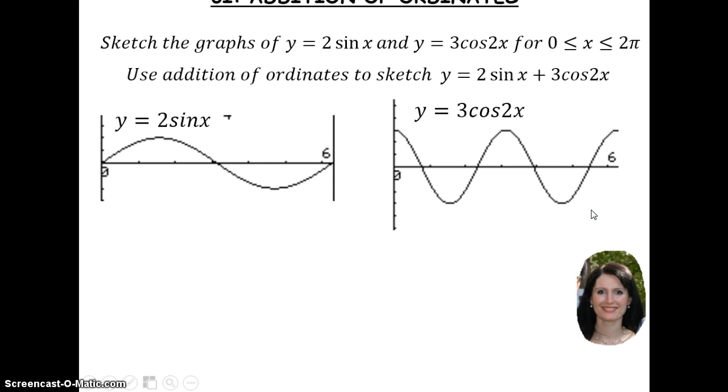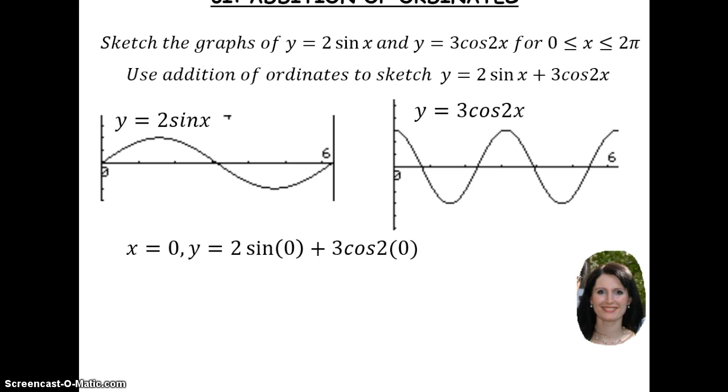From that, let's see how we can use the addition of ordinates to sketch 2 sine x plus 3 cos 2x. Notice that 2 sine x plus 3 cos 2x is just the two graphs we've already drawn added together. We've done addition of ordinates before. Now, I'm going to choose some x values where I can add together my values from my two graphs to find the new value for my combined graph.